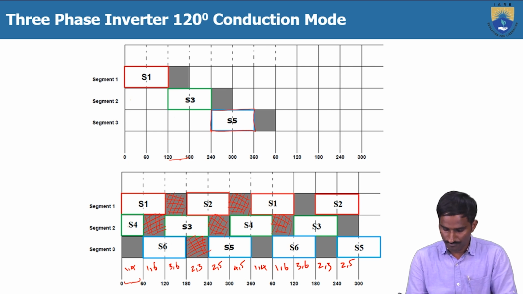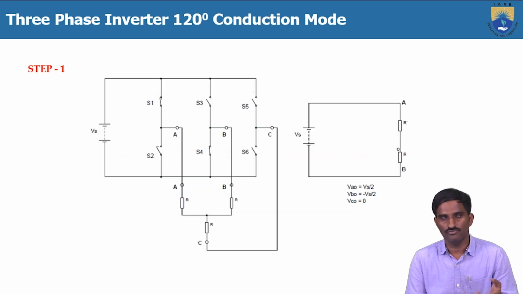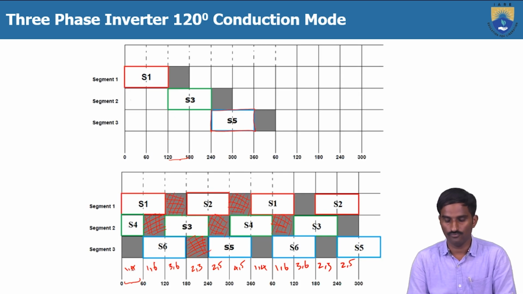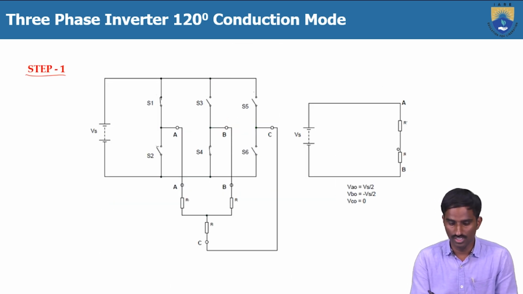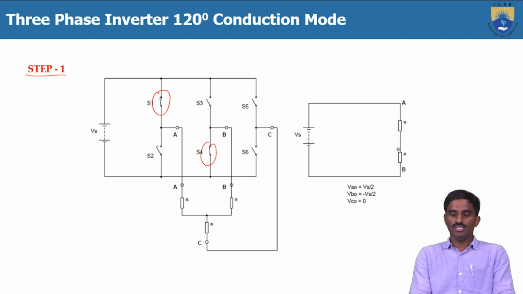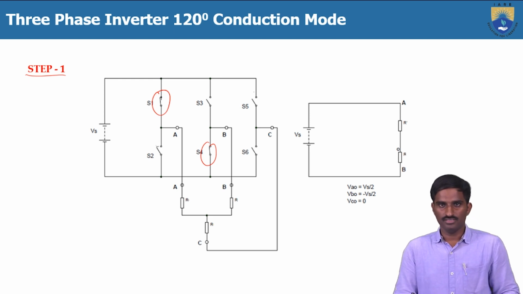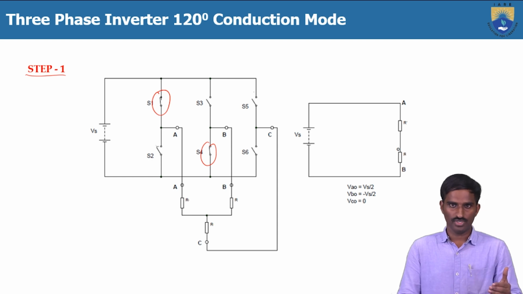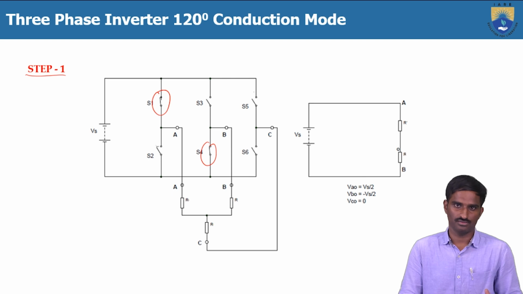Right? Now in step 1, which two switches are conducting? 1 and 4. As you can see, 1 is in the positive group and 4 is in the negative group. So in each interval, one thyristor from the positive group of thyristors and one thyristor from the negative group of thyristors will start conducting.